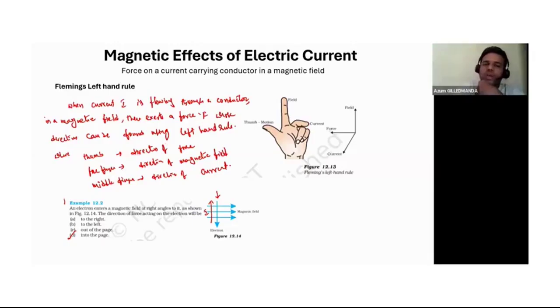So we just need to remember the forefinger is the magnetic field, the middle finger is the current, and the thumb is the direction of motion, which is force. If we align our fingers to the example given, then we can easily find the direction of force. All right, so that's about force on a current-carrying conductor and also Fleming's left-hand rule.